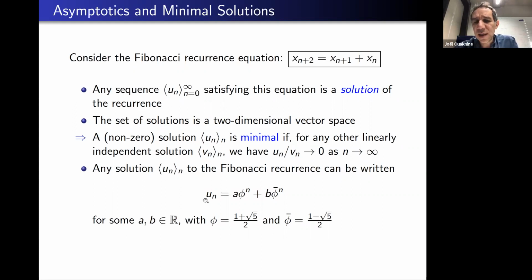most people know that the general form of a solution to the Fibonacci recurrence can always be written as a times phi to the n plus b times phi bar to the n, where phi is the golden ratio, phi bar is the Galois conjugate of the golden ratio, and a and b are arbitrary real numbers. Now, if you look at this set of solutions, the golden ratio has absolute value greater than 1. So if a is not 0, this term will diverge to plus or minus infinity, whereas phi bar is absolute value strictly less than 1. So this term will always converge to 0.